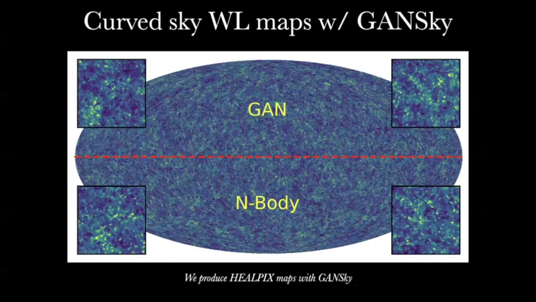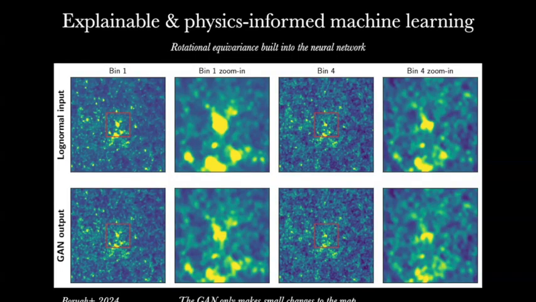And another useful thing about our method is that our method directly produces curved sky, HEALPix maps with the GAN. Another important thing about our method is that it is not just a black box machine learning algorithm. You can actually explain what our algorithm is doing. For example, in this plot on the top panels, I show the input to the GAN, and on the bottom we show the output. So first of all, you can see that the output actually preserves the same features of the input log normal maps as you can expect.